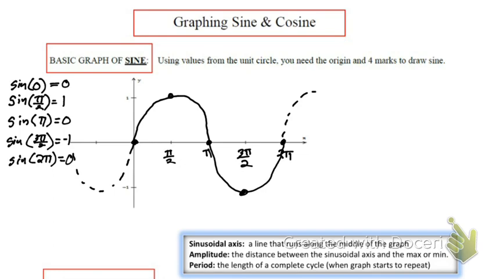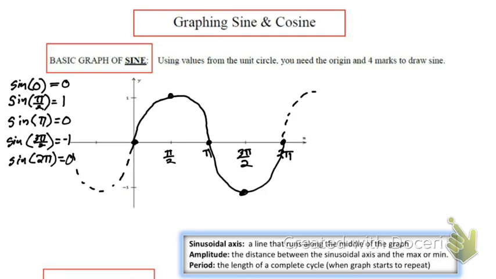All right, some key terminology. The sinusoidal axis is a line that runs along the middle of the graph. So our sinusoidal axis here is actually our x-axis. It is not always your x-axis. Sometimes you shift this up or down, but the sinusoidal axis is the one that runs smack dab between, where you have the same amount up and the same amount down.